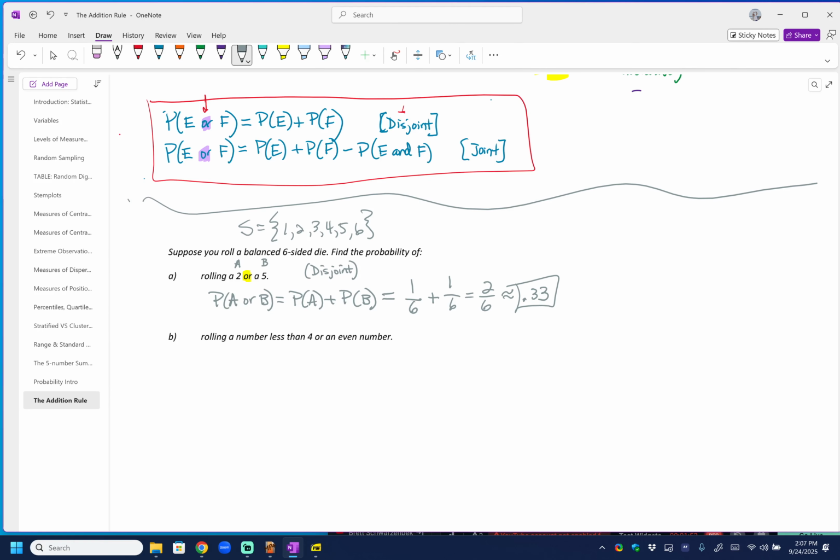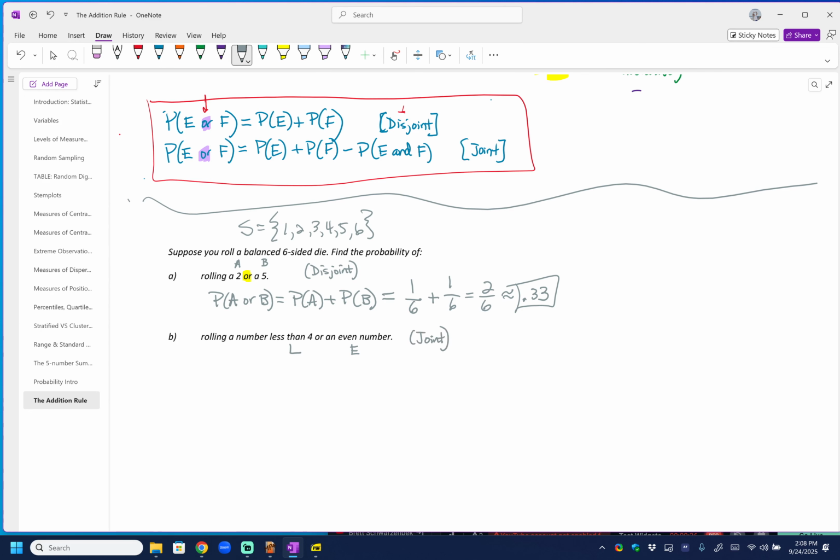Okay, what about rolling a number less than 4 or an even number? Let's just create variables. It really doesn't matter what they are. Let's say L for less than 4 will be the event less than 4, and E will be an even number. Makes sense to me. So the question is, if you're looking at these outcomes, is there an overlap? For example, are there even numbers that are less than 4? I think most of you will look at that and say, absolutely there are, which means that this is an example of joint events, L and E.